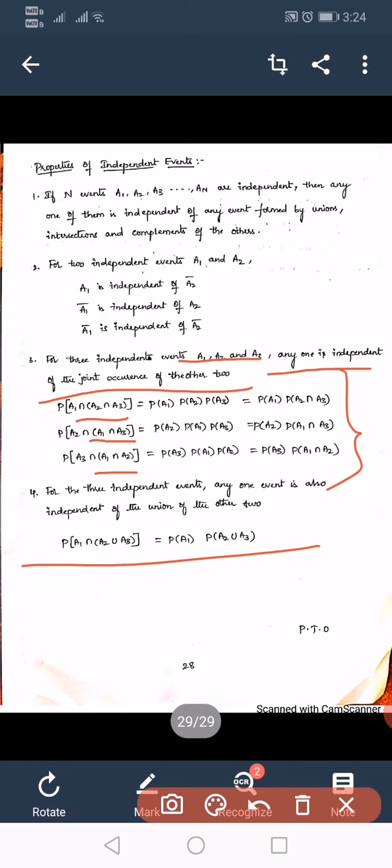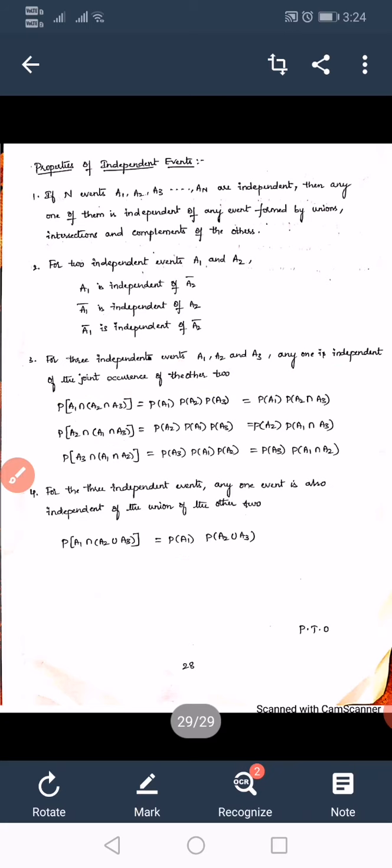So these are the different topics: conditional probability, total probability, joint probability, next Bayes theorem and independent events, and some of the examples we have discussed today.